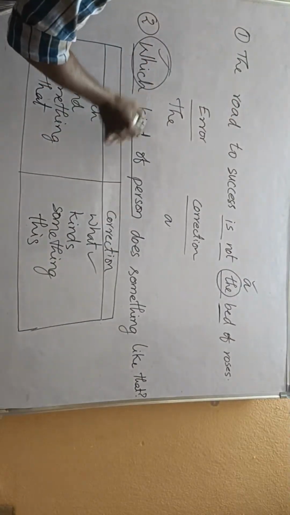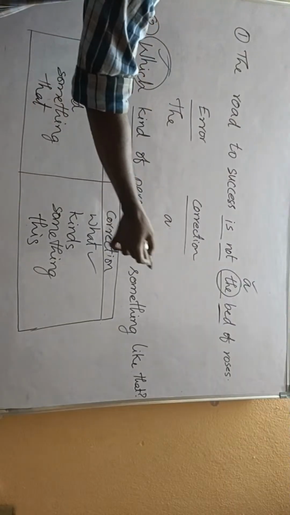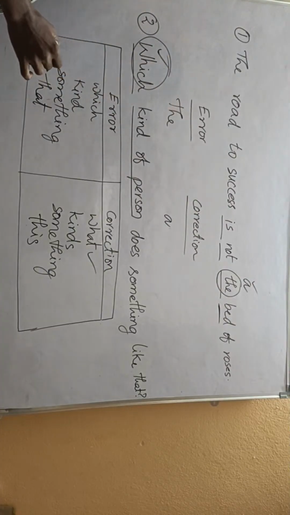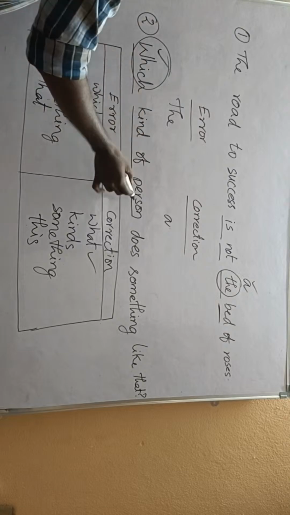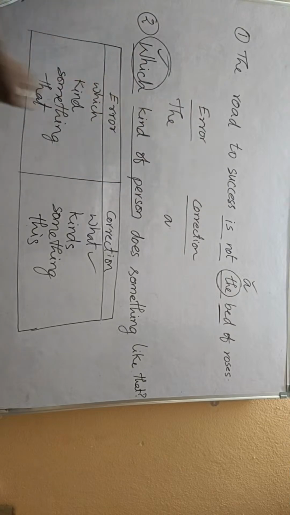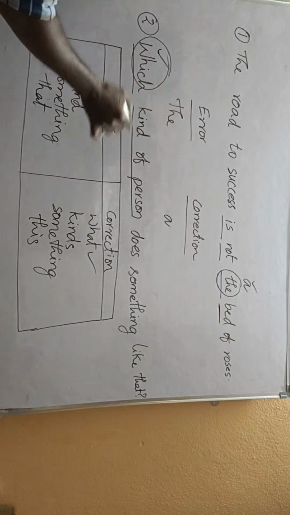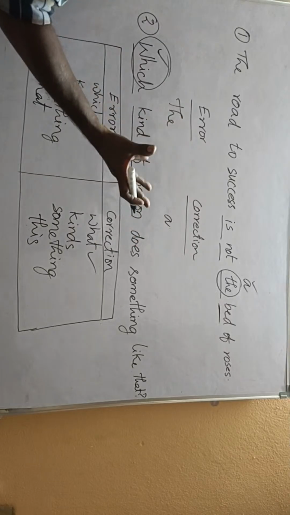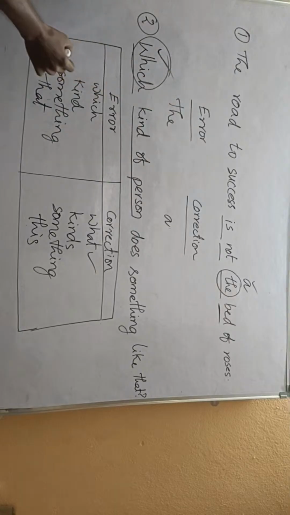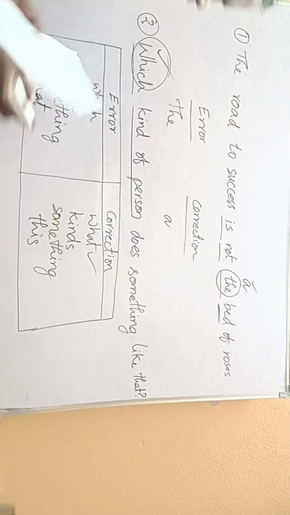Which kind of person? That means here there is no choice. If there are 2 or 3 persons, we can write which of these persons. But we are directly asking what kind of person does something like that. So here there is no option. That means we are not taking one particularly from many. So we use what instead of which. So which and what, what is the correct answer?